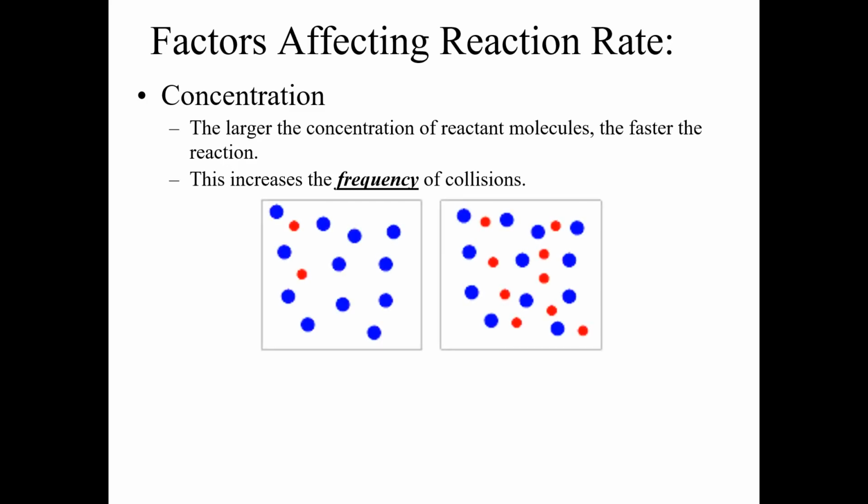Let's look at this diagram here. Look on the left, there are only two red spheres trying to collide with the blue ones. Notice that it's not going to be as effective because the ratio of concentration is not enough. However, on the right side, where you have a higher concentration of reactants, you have more of a chance of them colliding. I have a trivial example for this.